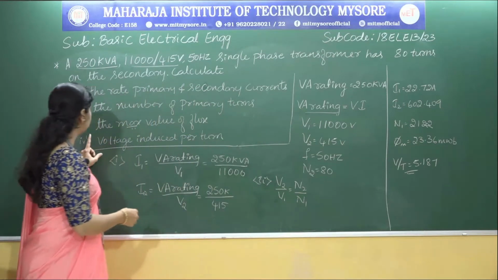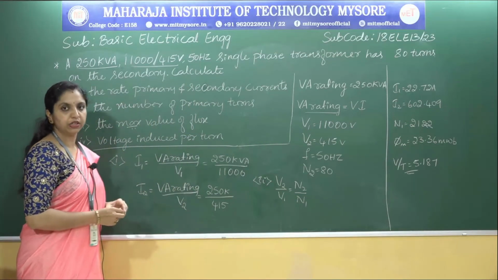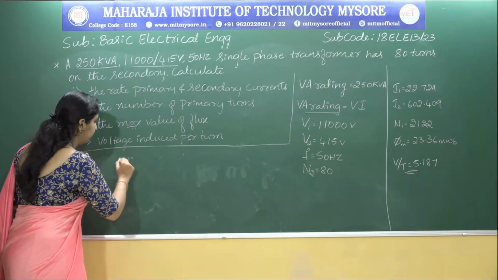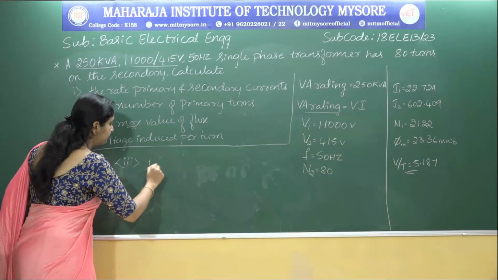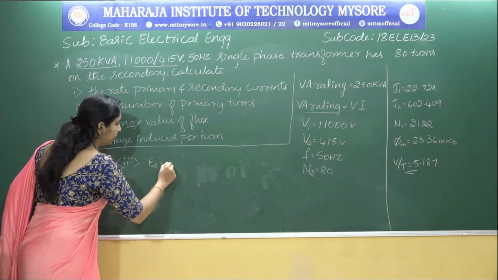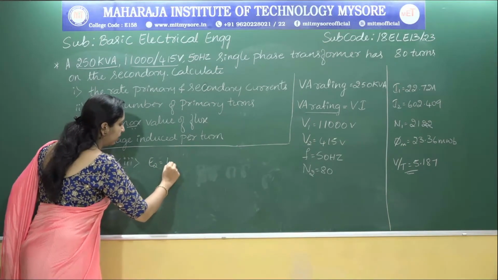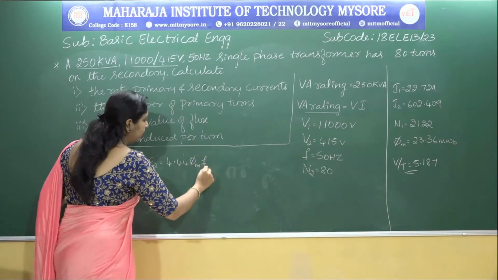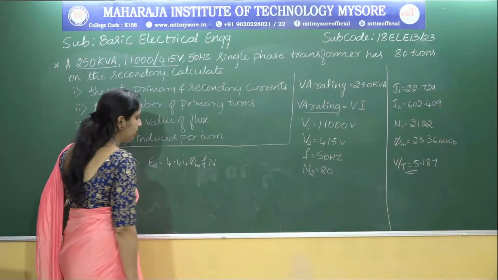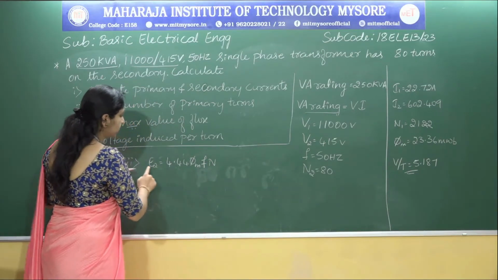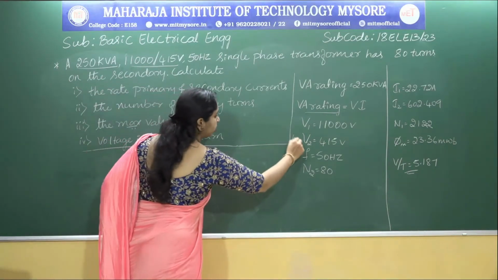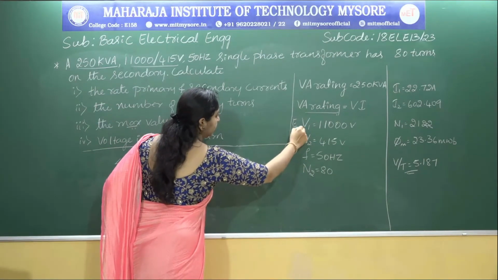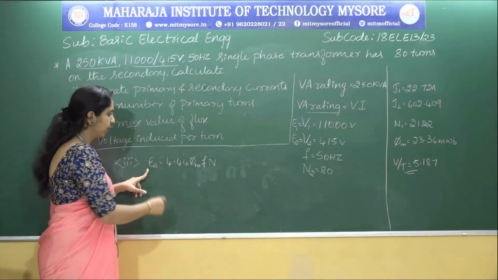And in the third case, the maximum value of the flux. To calculate the maximum value of flux, we need the equation for E2. E2 is equal to 4.44 phi m F N, isn't it? We already derived this. And of course, V2 can be considered as E2, and similarly V1 can be considered as E1.